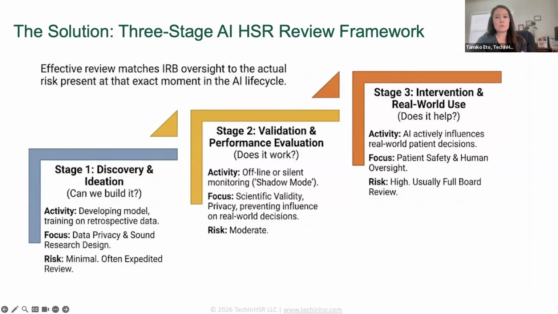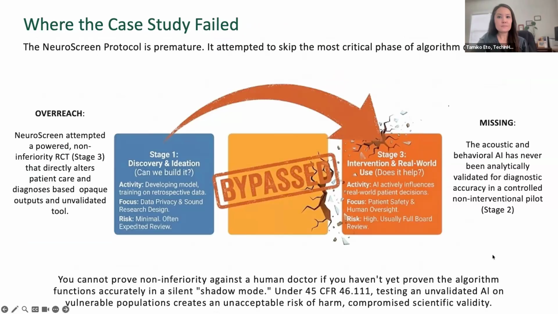So the logic here is really proportionality. Different oversight for different risk levels. And the sequencing really matters. You cannot skip from stage one to stage three because stage three legitimacy depends on stage two having been done. And so here is exactly where that NeuroScreen protocol failed.